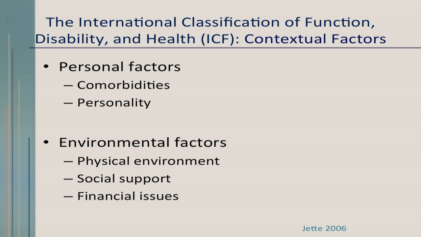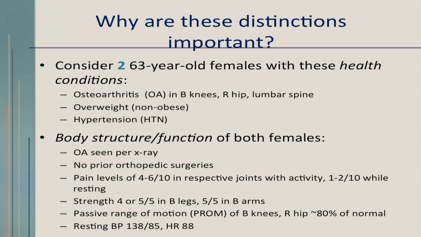Does this person have savings? Does this person have insurance? And those kinds of things. So why are these distinctions important to make?